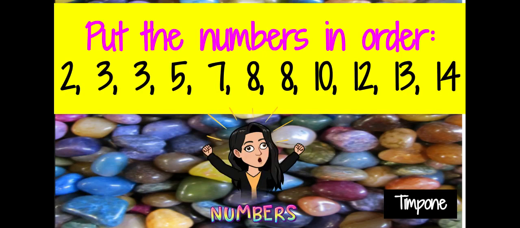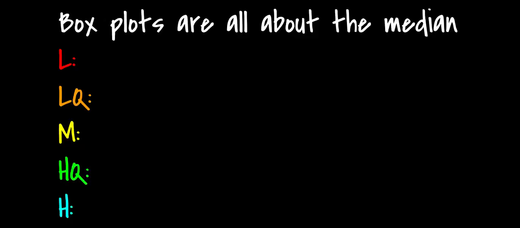Then I'm going to put the numbers in order. I'm going to make sure to count them again so that I know that I got all the numbers. If I miss a number, my answers will all be incorrect. 1, 2, 3, 4, 5, 6, 7, 8, 9, 10, 11. Good, we're ready to go.